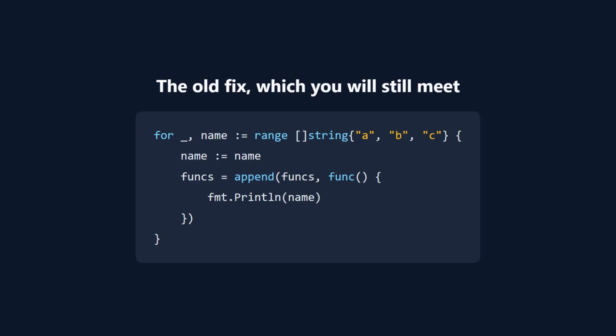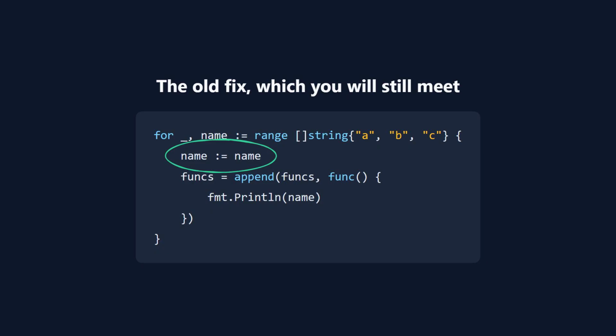Before that change, this was the fix, and you will still find it all over existing Go code. name := name. That line looks absurd until you know what it is for. It declares a brand new name inside the loop body, which shadows the loop's one and copies the current value into it. Now each pass of the loop has its own variable, and each closure captures a different one.